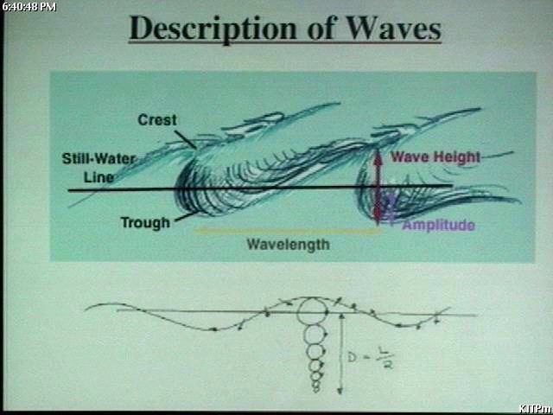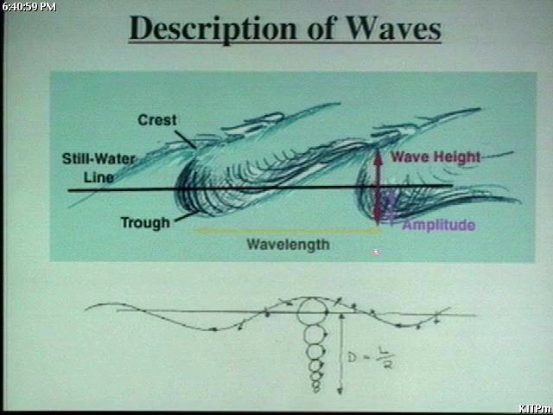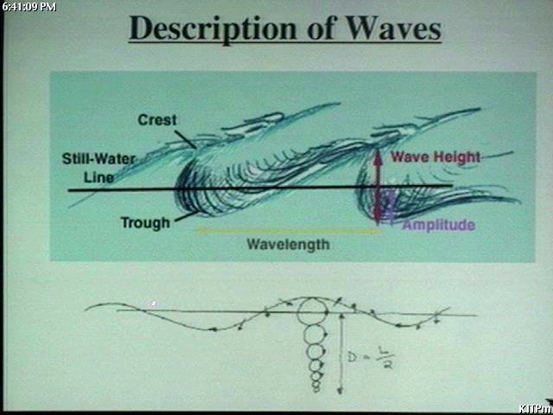Now, in addition to the wavelength, the other main way that people characterize waves is through what's called the period. What that means is that if you're sitting in a certain spot here and you ask how long it takes for the water level to go up and down, that's the wave period.